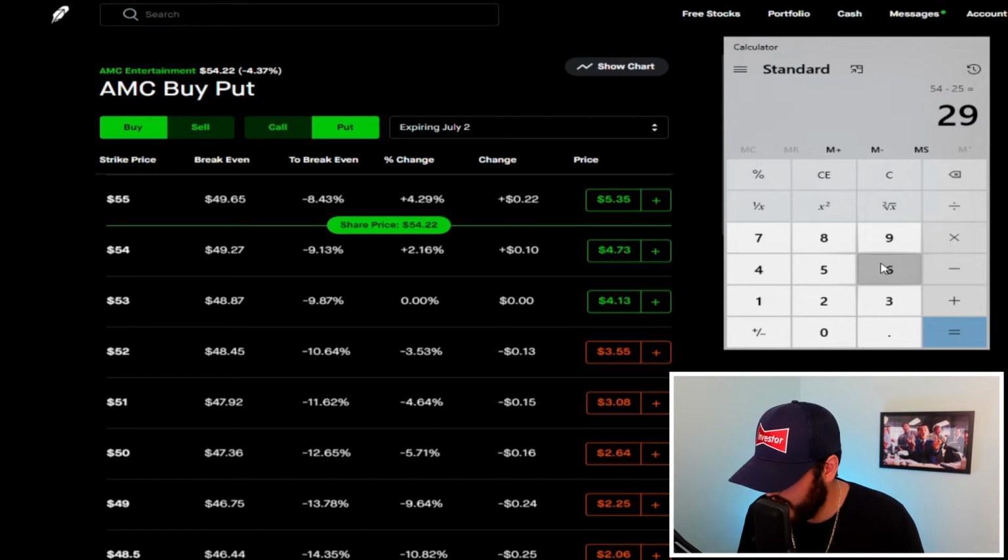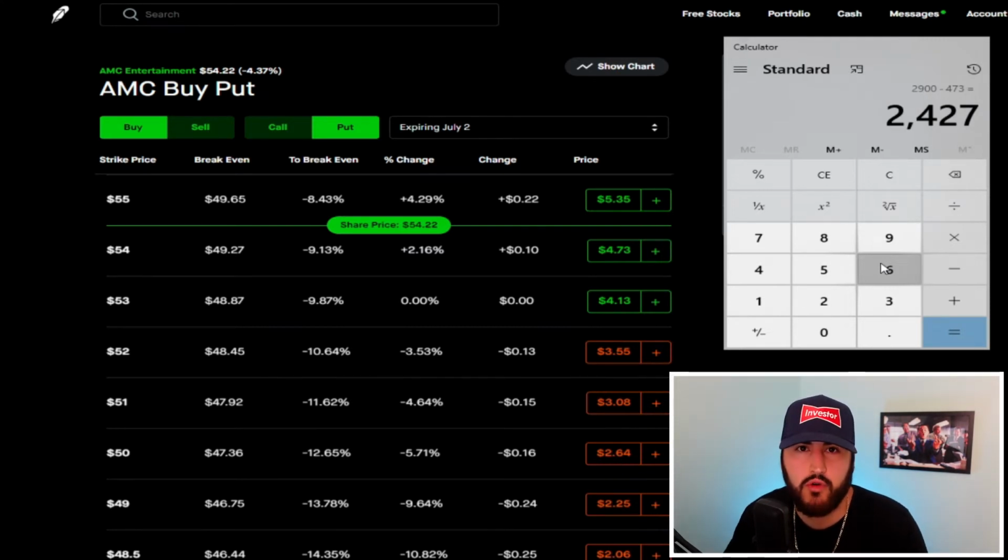So your total gain would be $29 a share times 100 shares, because that's the right. And you have to pay a premium for this option. In this case, it's $4.73 times 100. So $473. Your total gain would be $2,427. So that is how calls and puts work.